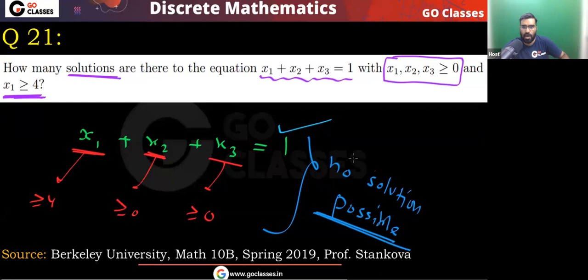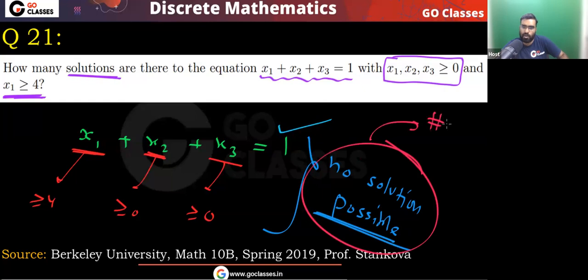So simply, how many solutions are there? The number of solutions will be 0. No solution possible means number of solutions 0. Is this point clear? Let me know. So simple, very simple. In this question, the number of solutions will be 0.